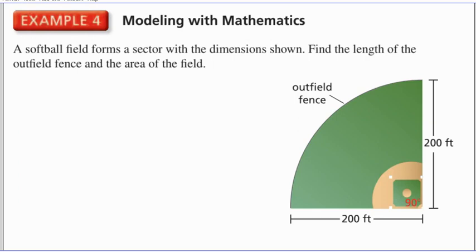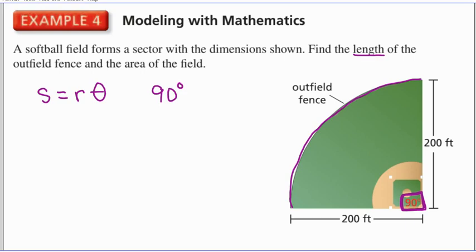So let's use this example. A softball field forms a sector with the dimensions shown. Find the length of the outfield fence and the area of the field. So the length of the outfield fence is the same as the length of this arc right here. So we're going to use our arc length formula. S equals simply the length of the radius times our angle measured in radians. Our angle right here is measured in degrees, not radians. So we know that 90 degrees is going to be the same as pi over 2.